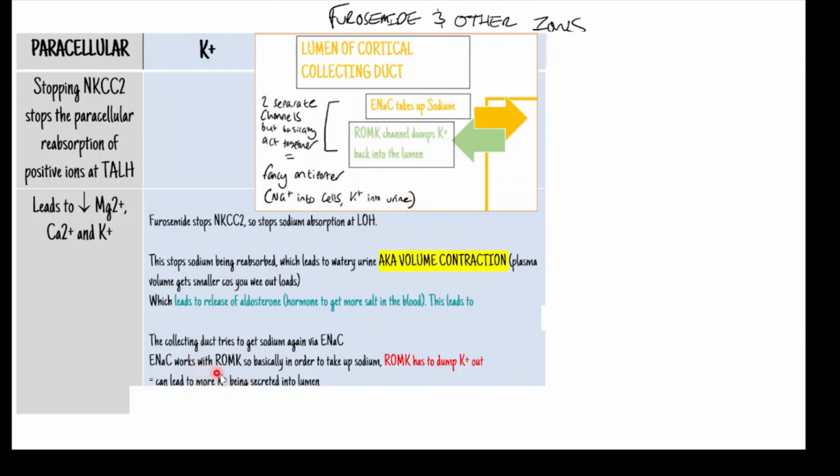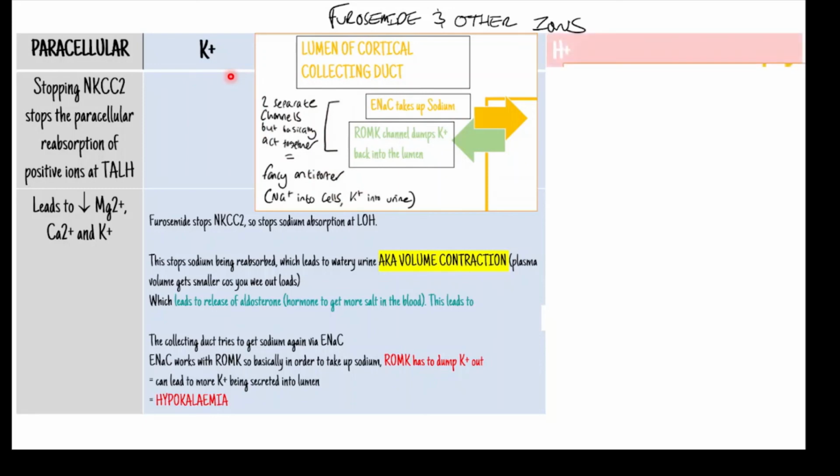Basically, the ROMK channel is working more because ENaC is working more. Remember, this is basically an antiporter, so when one works more, the other works more in the cortical collecting duct. So ROMK is working more, dumping more K+ back into the urine, and you're going to wee out a lot of K+. So giving furosemide can also cause hypokalemia. It can lead to low magnesium, calcium, and potassium, and also low potassium via the ROMK in the cortical collecting duct.